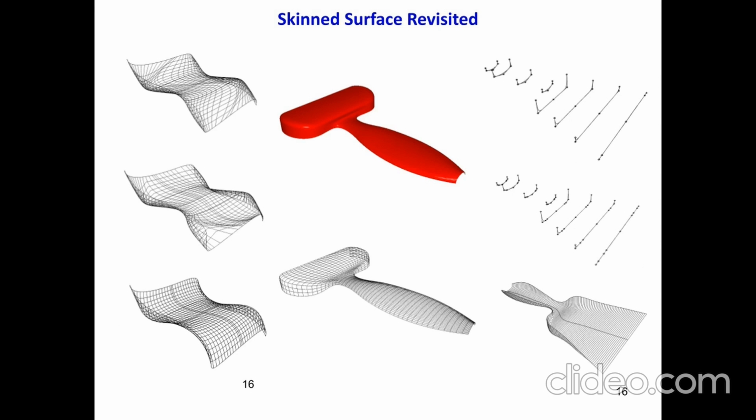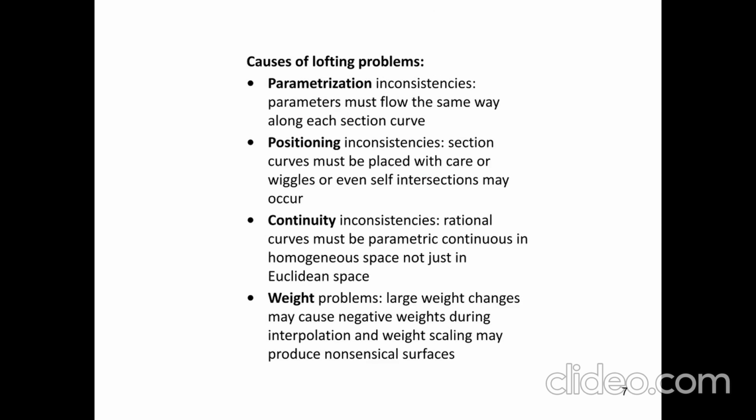As you can see, the spine is right down the middle. So again, we want to come back to these 4 variables. We have parameterization, positioning, continuity, referring to the functions that we are using for curves. Weights are referring to scaling our curves. Positioning being where our curves and our spine curve are actually placed. Can make a big difference.